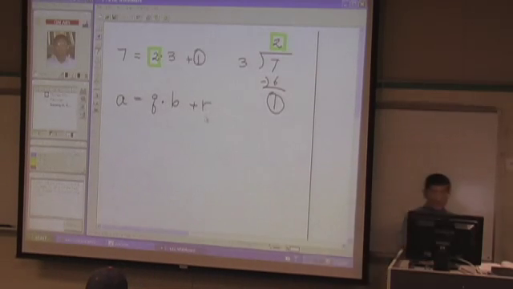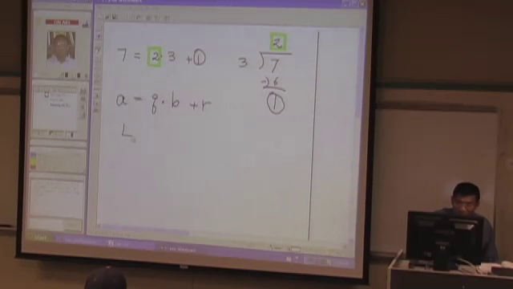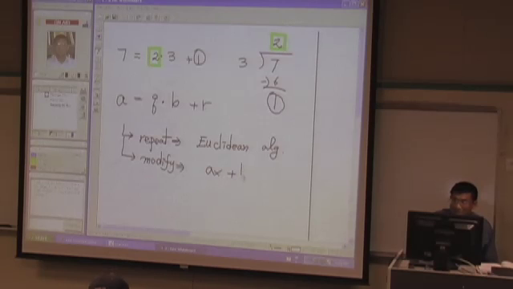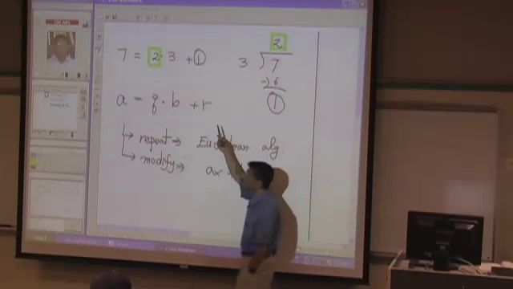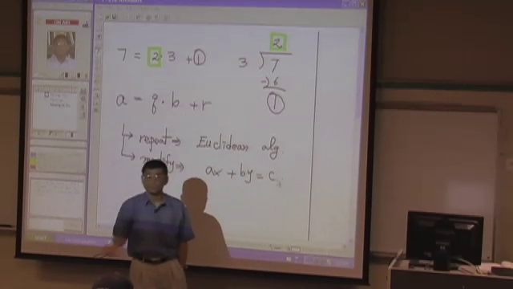Then why do we need it? As I showed you, if we repeat it, then it becomes the Euclidean algorithm. And if we modify it, then it is the technique to solve problems like this Diophantine equation. So very, very crucial. This simple thing is very crucial.